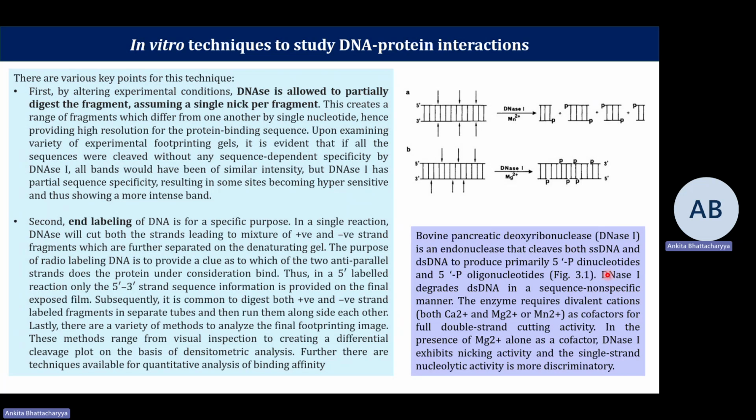And 5' phosphate oligonucleotide. So DNase 1 cuts dsDNA in a sequence non-specific manner. Instead, it actually requires divalent cations for this purpose, both calcium and magnesium or manganese as cofactors for full double-strand cutting activity.